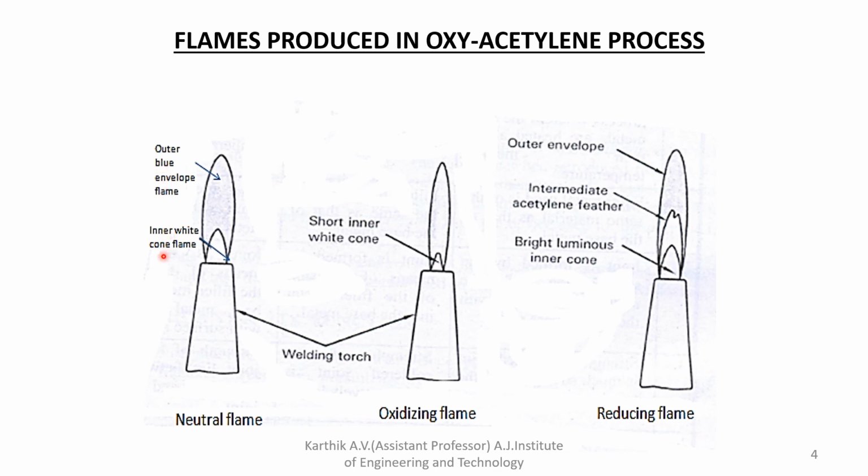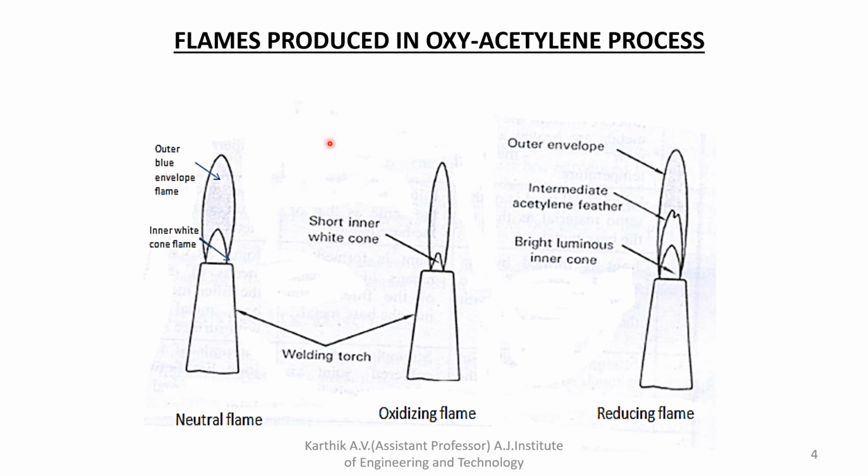If the proportion of oxygen and acetylene is equal, then this type of flame is observed at the torch end: an inner white cone flame and an outer blue envelope flame. You can observe this type of flame in the torch only when the proportion of oxygen and acetylene gas is the same. Next one is the oxidizing flame.